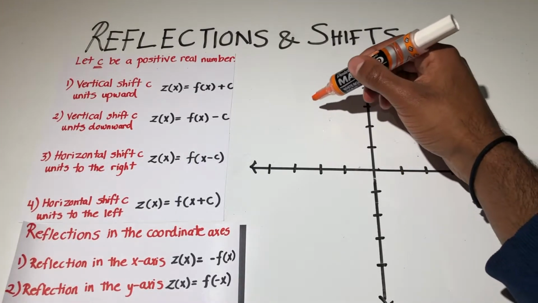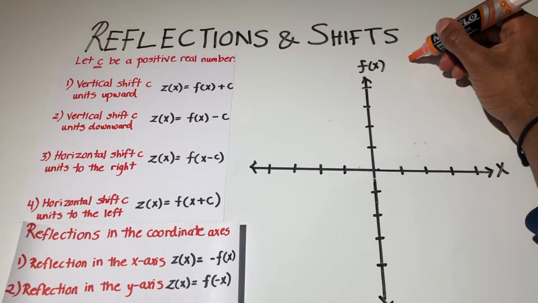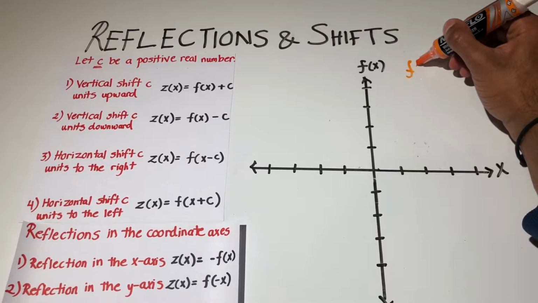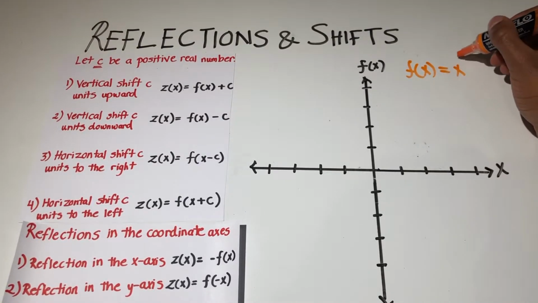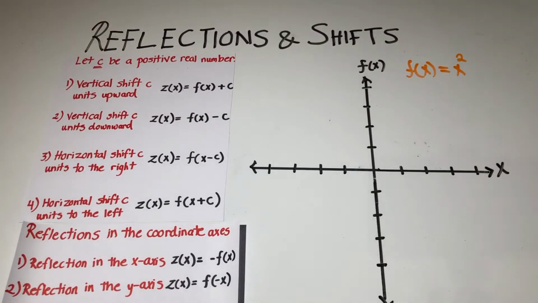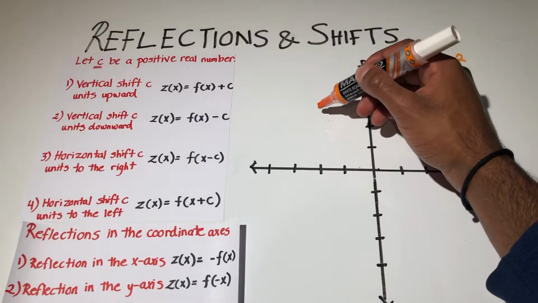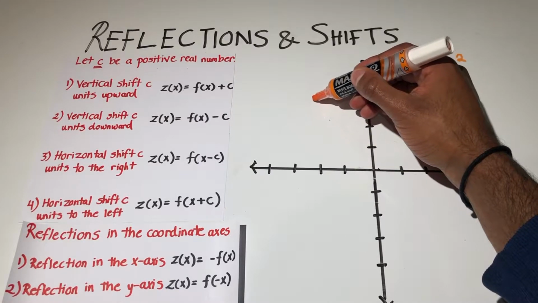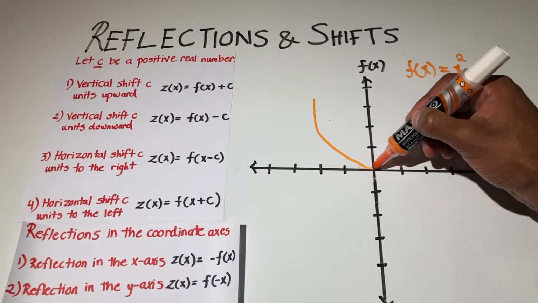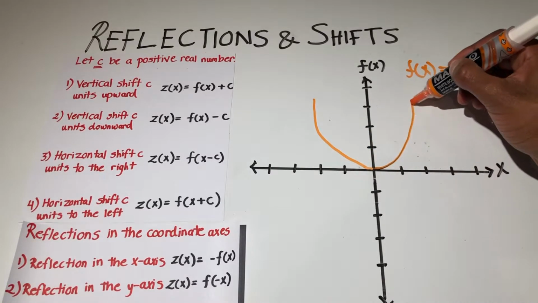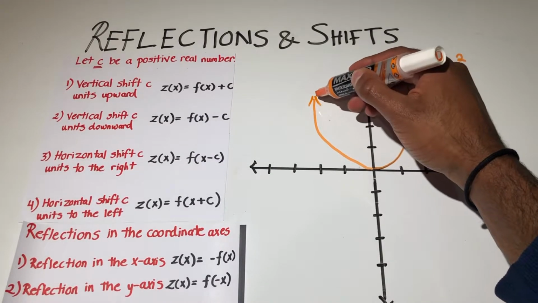Now we have a very basic example. Let's say we're asked to graph or sketch f of x is equal to x squared. Now x squared is simply a parabola that's going like this, and it's pointing upwards.